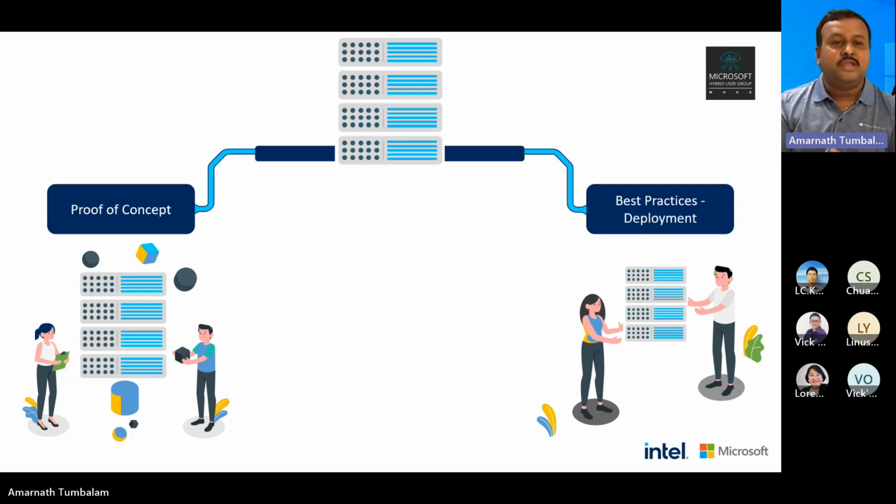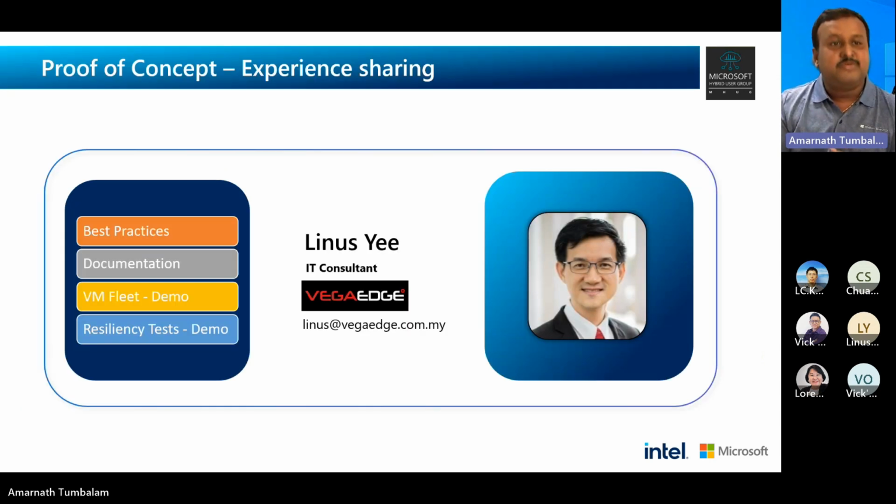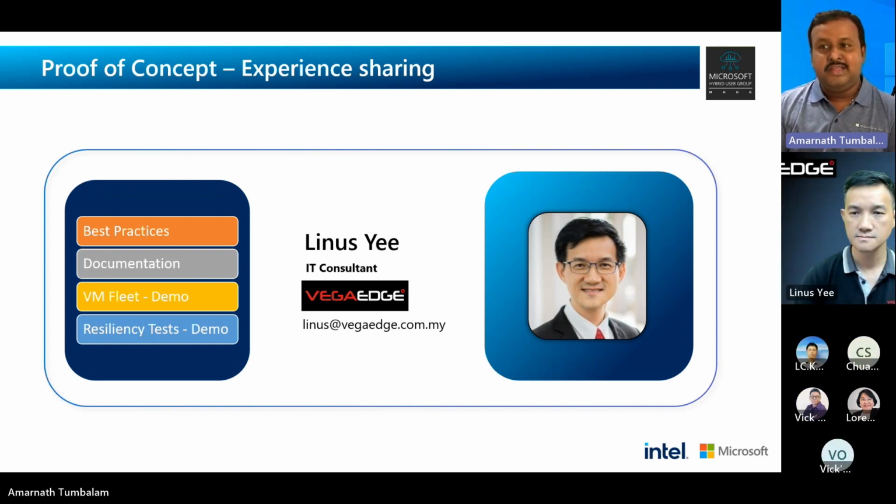For that, I would like to invite a special person, Mr. Linus, who leads the end customer relationship from Malaysia, and has his own company called Vega Edge. I would like to take his experience and have him share it with all of us for managing the deployment. Before deployment, what all things need to be considered. Thank you, Linus. Please, over to you.